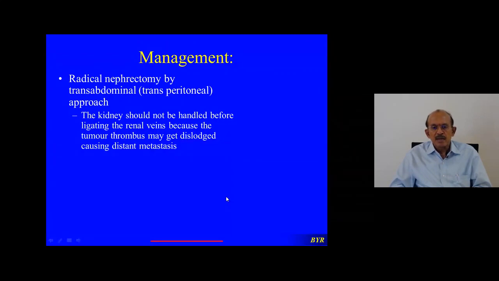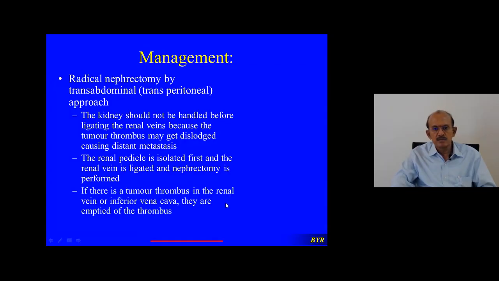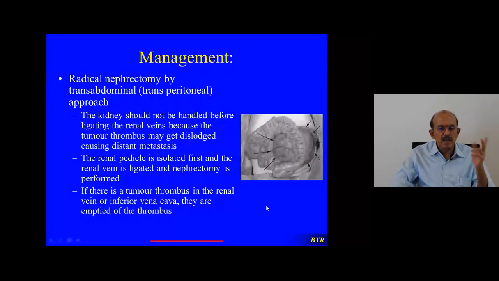So the kidney should not be handled before ligating the renal veins because the tumor thrombus may get dislodged, causing distant metastasis. The renal pedicle is isolated first and the renal vein is ligated and nephrectomy is performed. If there is tumor thrombus in the renal vein or inferior vena cava, they are emptied of the thrombus. So what you do is you first open the renal vein, empty the clot, then ligate it.